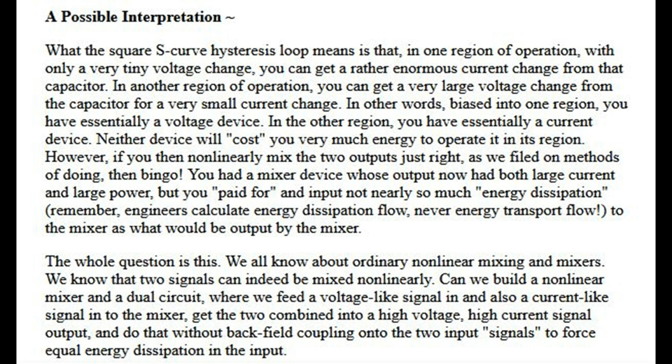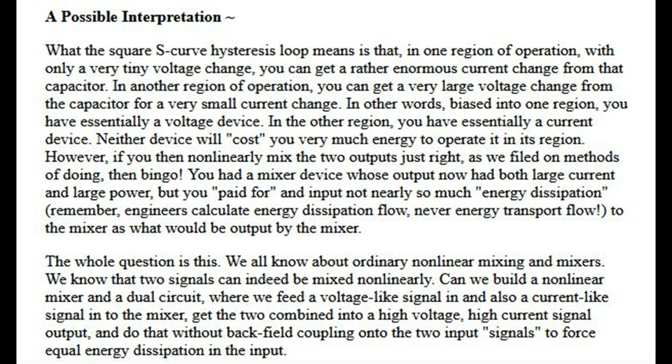Neither device will cost you very much energy to operate it in its region. However, if you then nonlinearly mix the two outputs just right, as we filed on methods of doing, then bingo. You have a mixer device whose output now has both large current and large power, but you paid for an input not nearly so much energy dissipation. Remember, engineers calculate energy dissipation flow, never energy transport flow, to the mixer as what would be output by the mixer. The whole question is this.